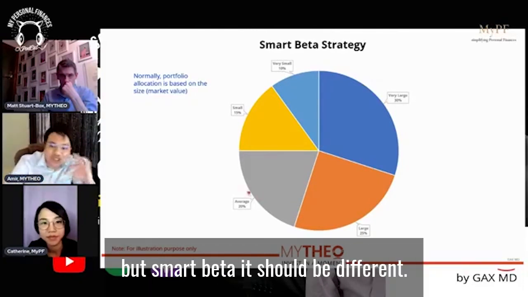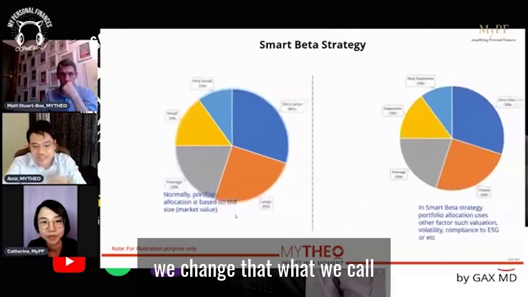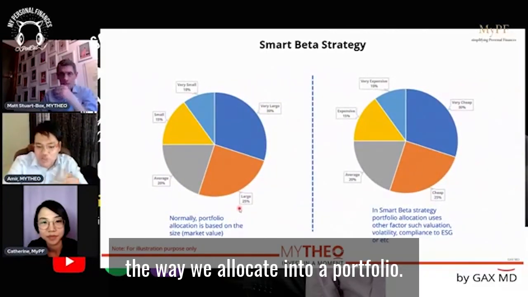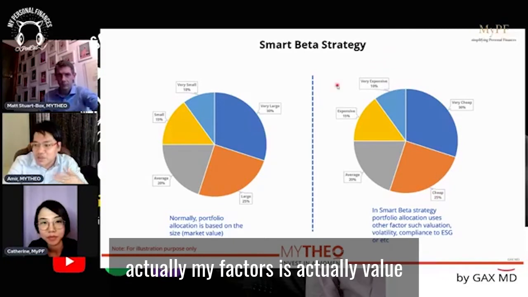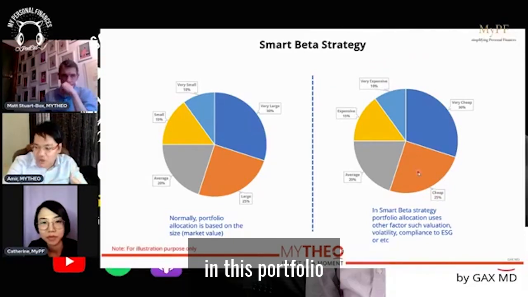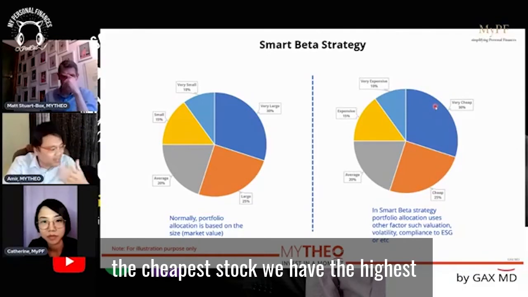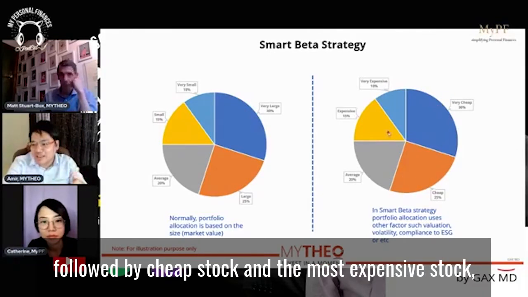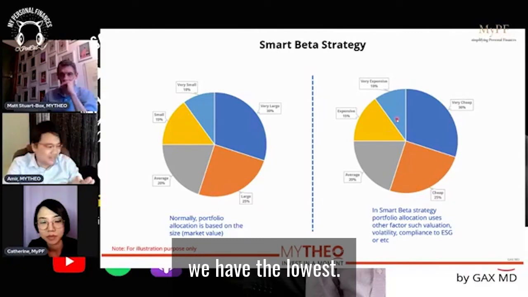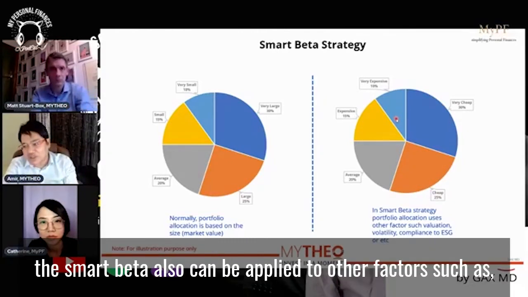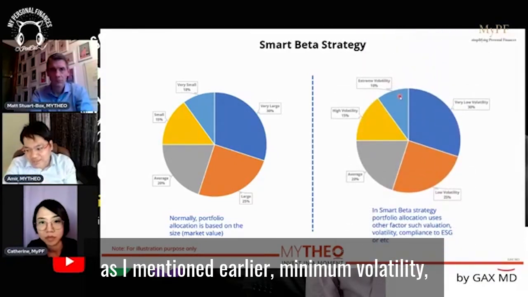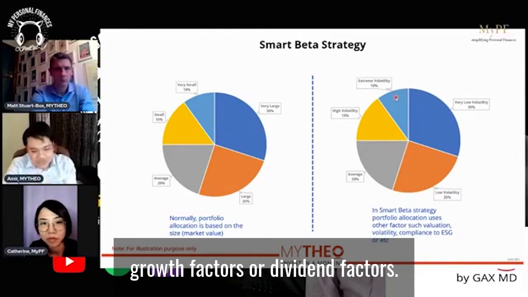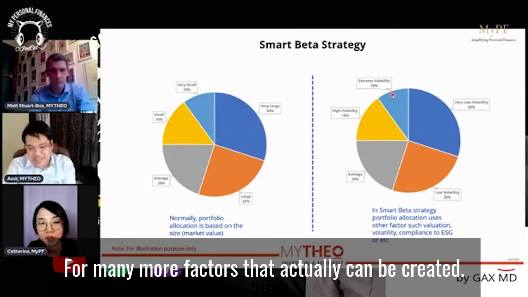But smart beta is different. With smart beta, we change the way we allocate each stock into a portfolio. For example, smart beta uses factors. In this example, my factor is value. In this portfolio, the cheapest stock will have the highest weightage, followed by the cheap stock, and the most expensive stock will have the lowest weightage. Similarly, smart beta can also be applied to other factors such as, as I mentioned earlier, minimum volatility, ESG, growth factors, dividend factors, or many more factors that can be created.